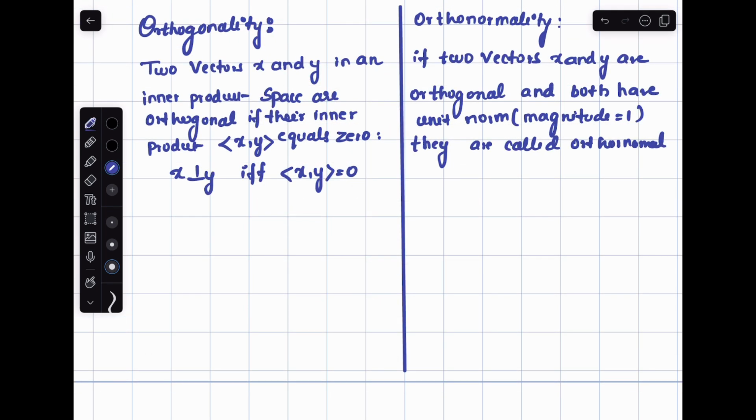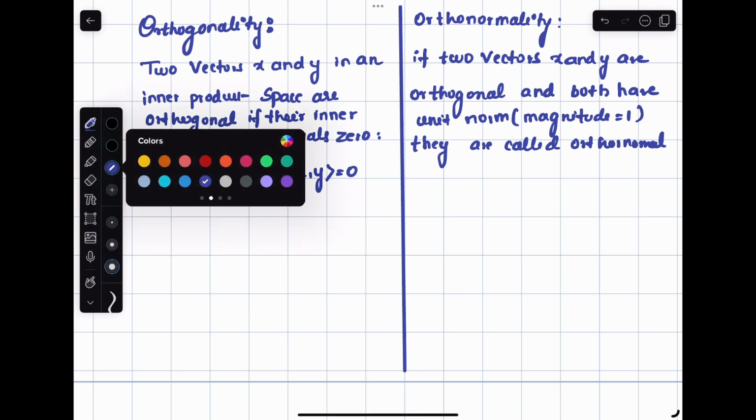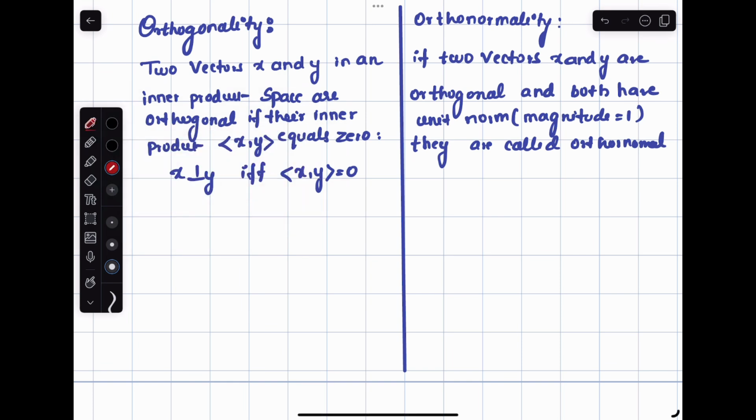Okay, the next topic is orthogonality and orthonormality. We have to understand the definitions, and the probability of the definitions being asked in the exams is higher. So we will see what orthogonality and orthonormality are. The difference is very minute, so I've written them side by side so that you can compare.